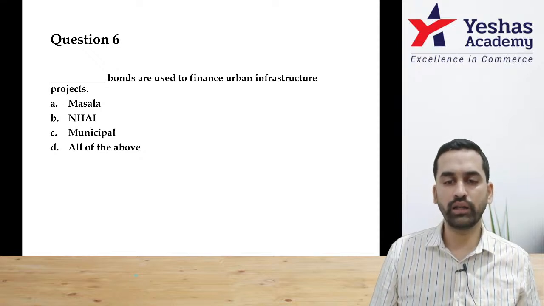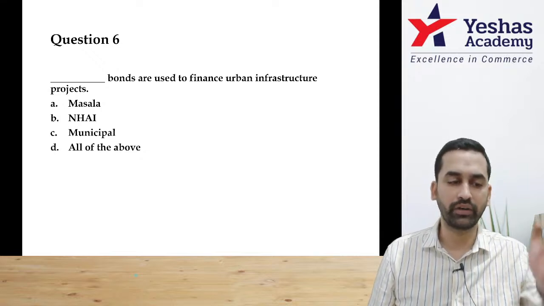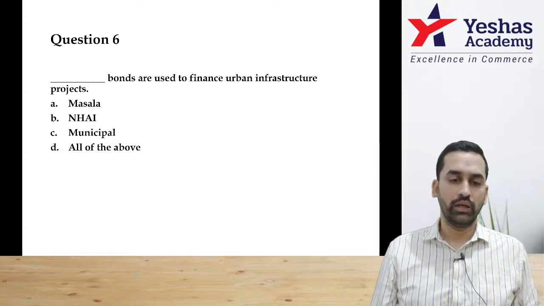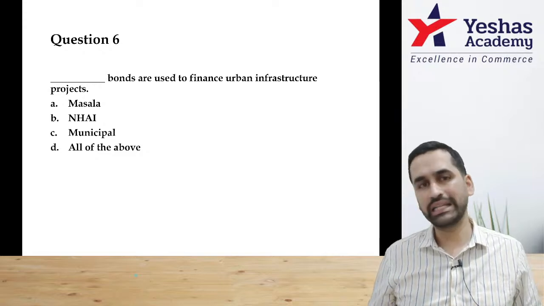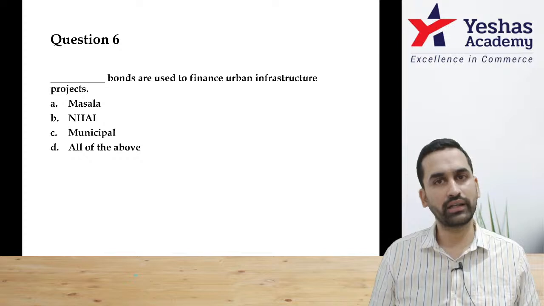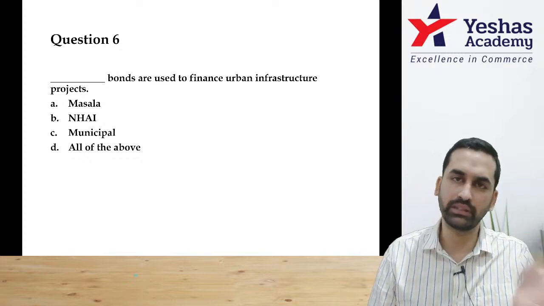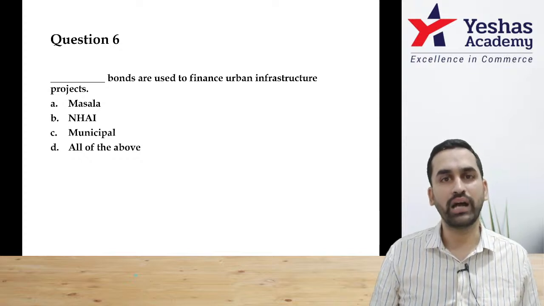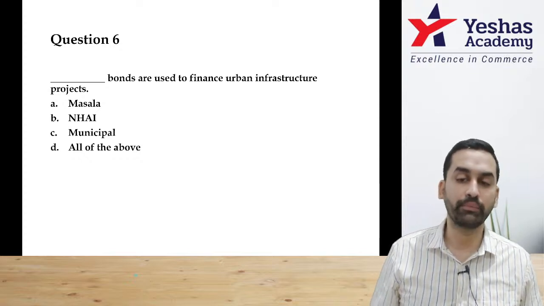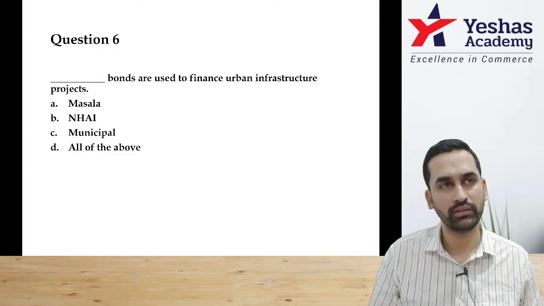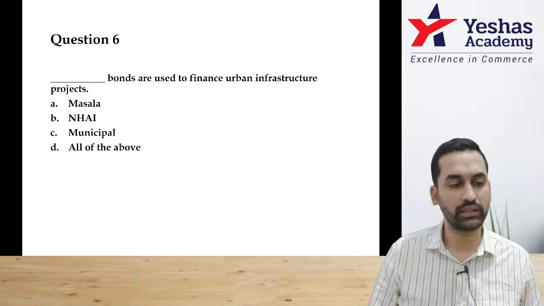Question number 6. Dash bonds are used to finance urban infrastructure projects. Good question. Masala bonds, not necessarily. Masala bonds are issued outside India, and that is not for a particular purpose. That can be for any purpose. NHAI bonds, guys, NHAI bond is for highway construction. And the question is urban. Urban means within city. Within city, why will you build highway? Some common sense, please. Sir, this is municipal bond.